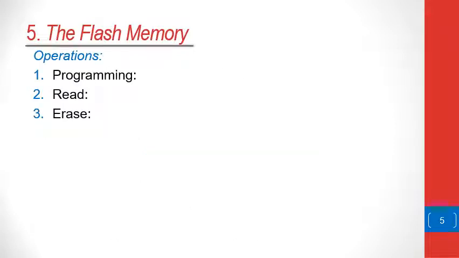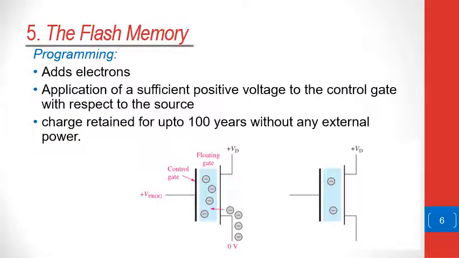So there are 3 operations typically that can be done on a flash memory. That is programming, reading, and erasing. Programming is the initial process of adding electrons to the flash memory cells, that is the MOS transistors. This is done by adding a positive voltage on the control gate with respect to the voltage at the source, and this will attract electrons into the floating gate.